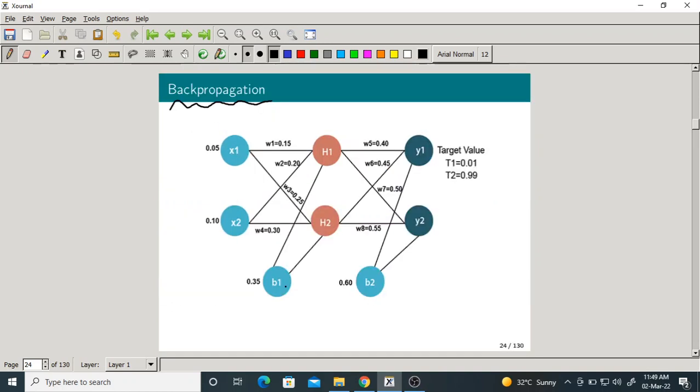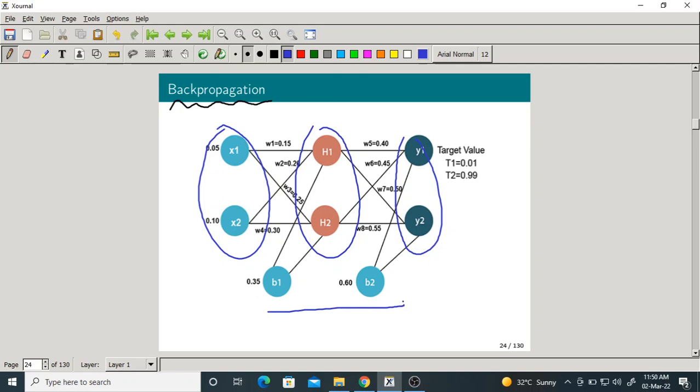Now, this is back propagation. This is a simple network. This is the output layer. This is the hidden layer. This is the input layer. In this one, we have only one hidden layer with two neurons. These are the biases. These are weights.